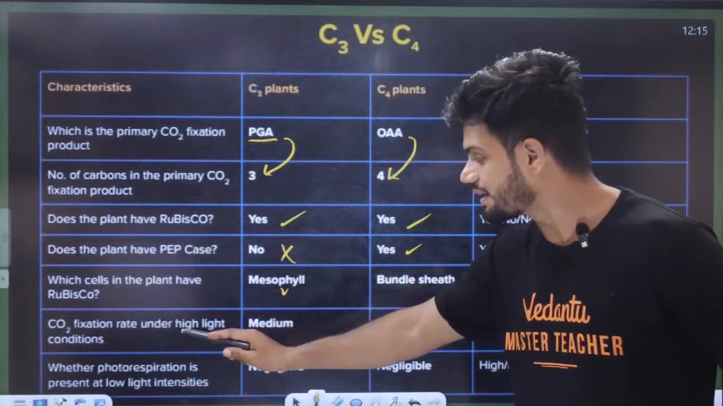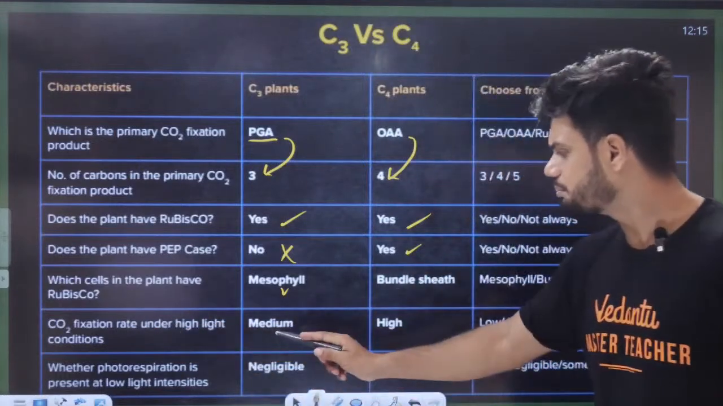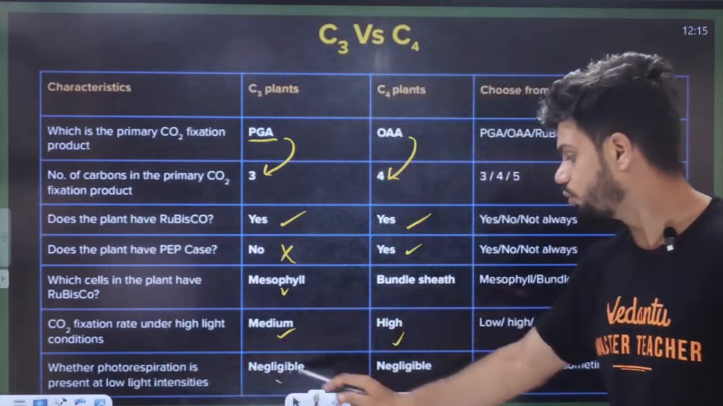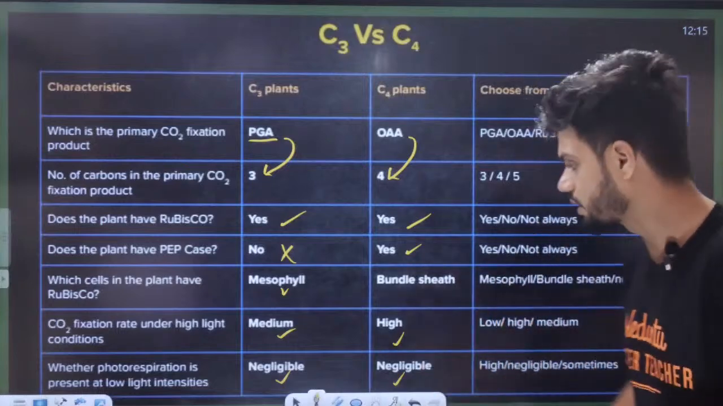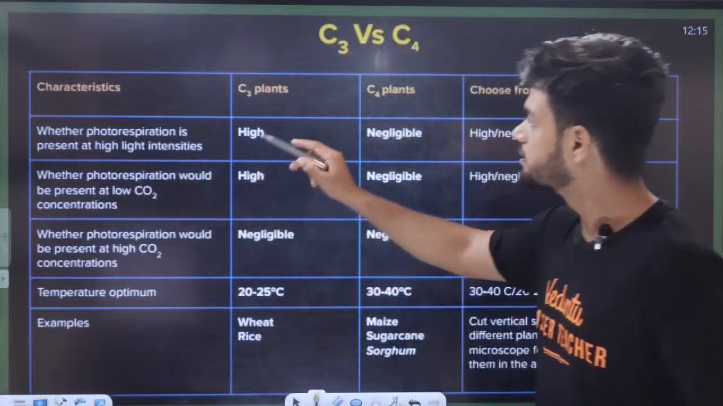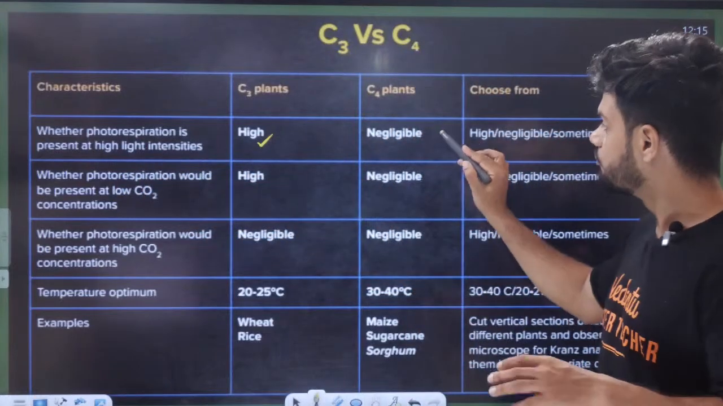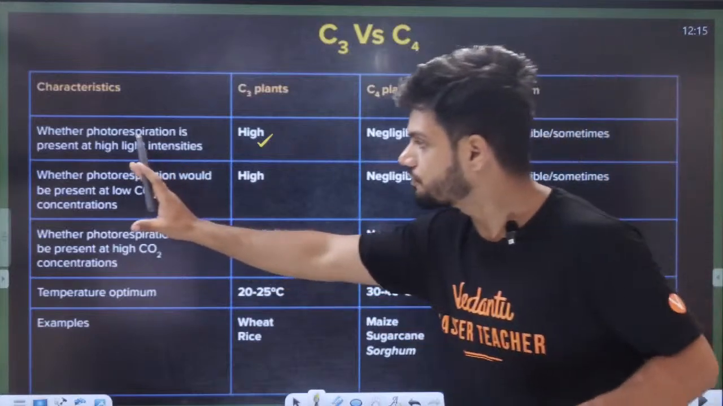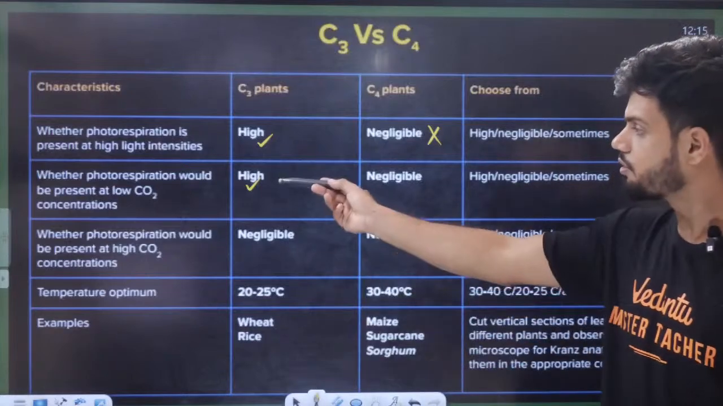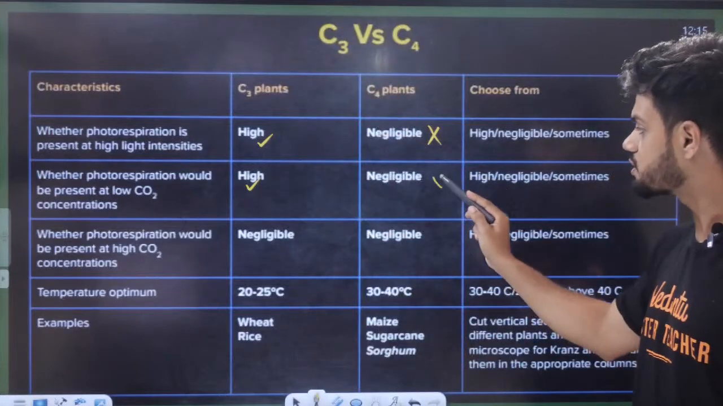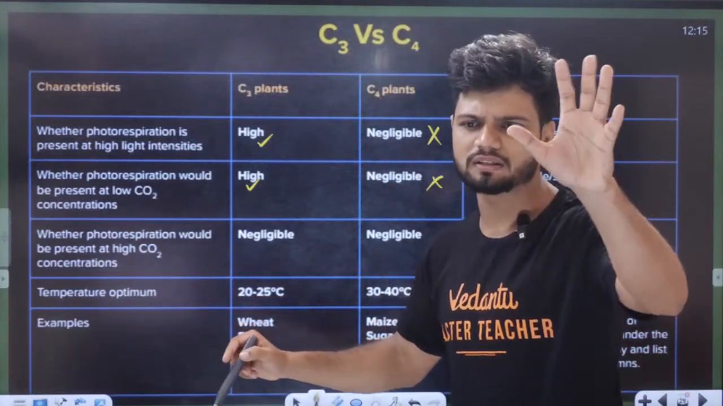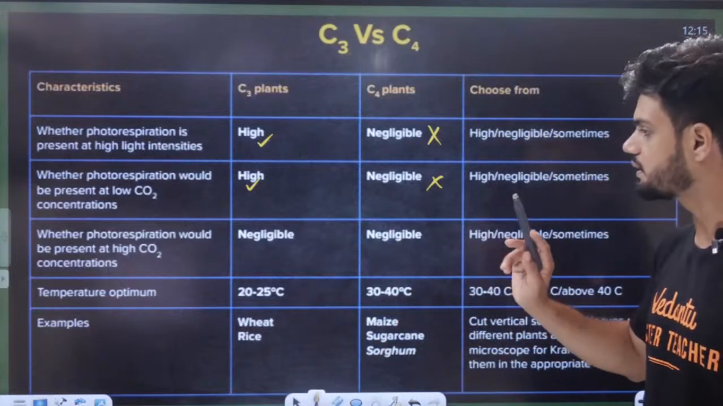CO2 fixation rate under high light condition: medium, it will work properly. Whether photorespiration is present at low light? No, at low light it is not present at all because light is required. Whether photorespiration is present at high light? Photorespiration will happen here, and will not happen here at all. At low CO2? Yes, as soon as CO2 goes down, photorespiration starts here, but here there is no photorespiration. At high CO2? No, at very high CO2 there is nothing like that.